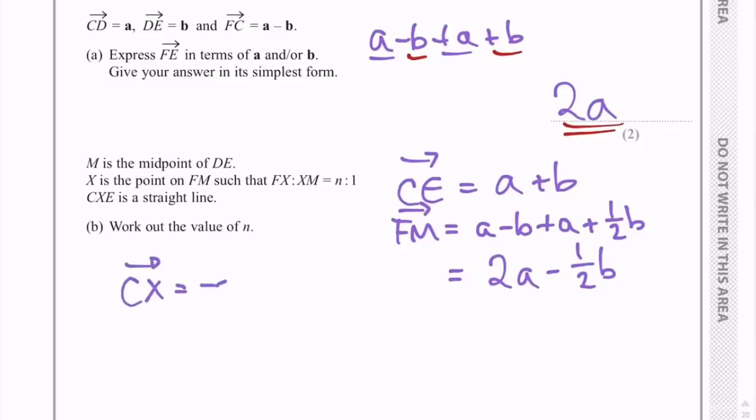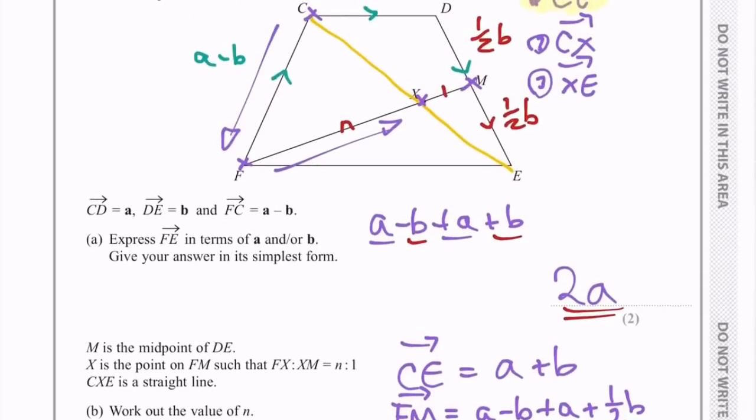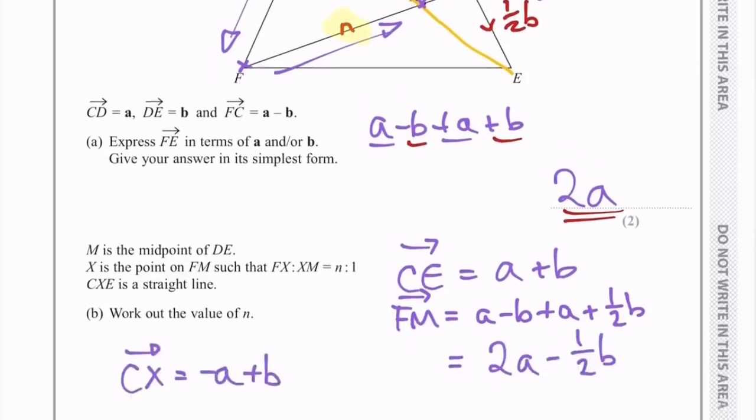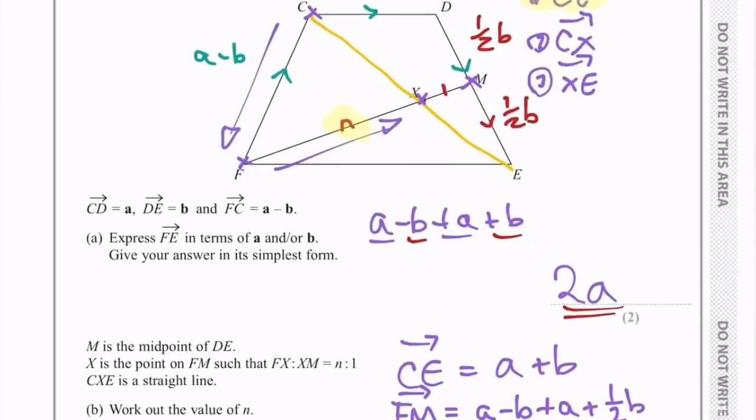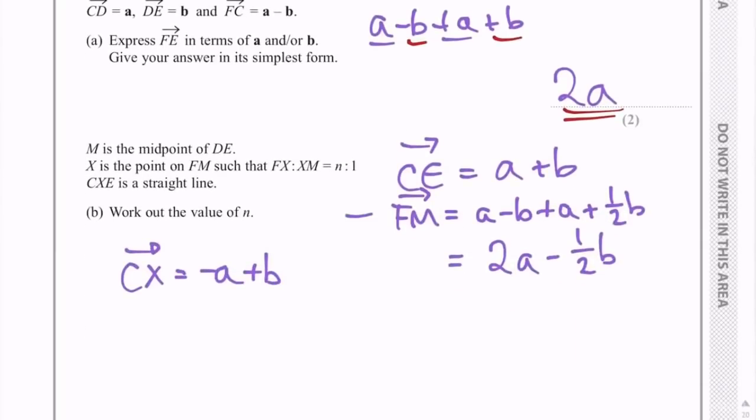So I'm going to do minus a plus b. And then I'm going to move part way through this line F to M, and that is n lots. Okay, we don't know how far, so I'm going to write this using algebra. So n lots of that. Now we have got that vector written down over here, F to M, we've got it written just here. Okay, so I'm also going to do part of that as well.